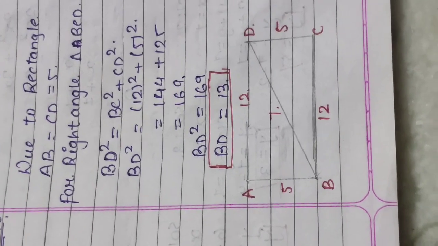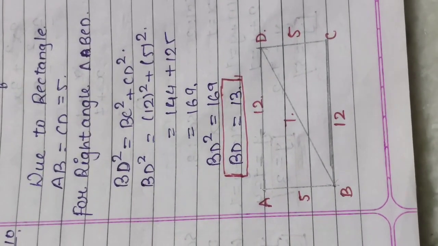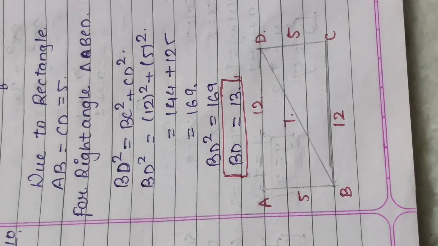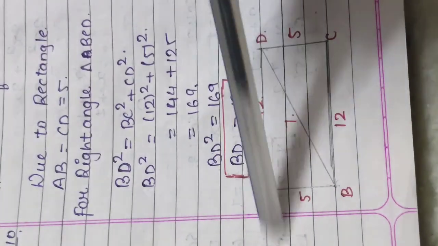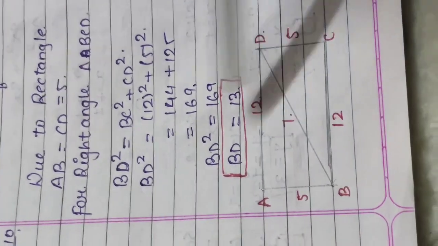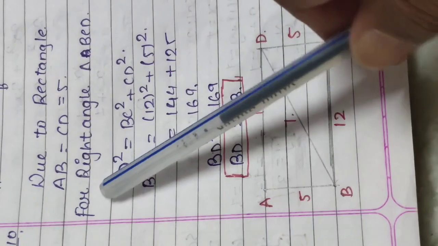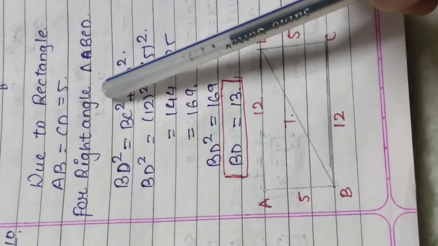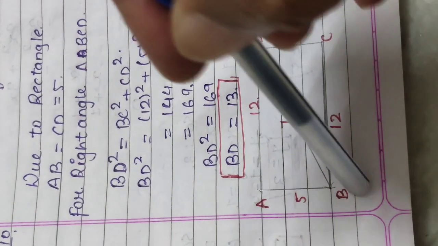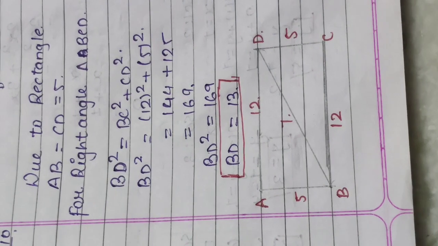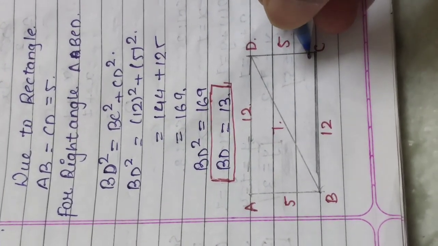Now guys, we are on question number 10. Here one rectangle is given and AB is equal to CD is equal to 5. You can see AB and CD are both 5, so I have written here AB is equal to CD is equal to 5. For the right angle, you can see here right angle BCD, this one is a right angle.